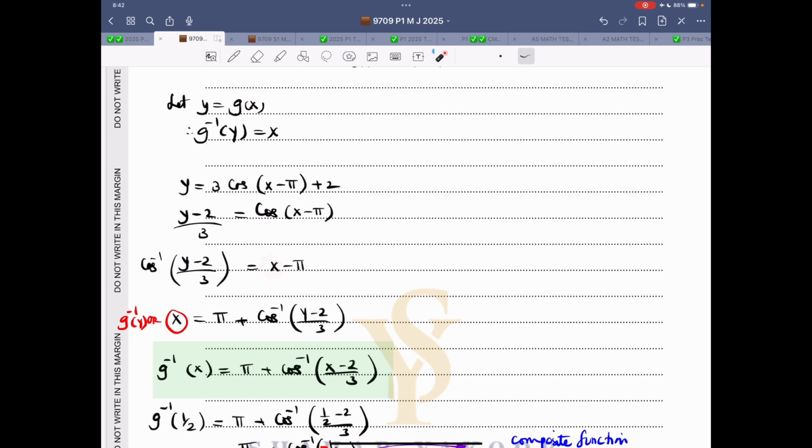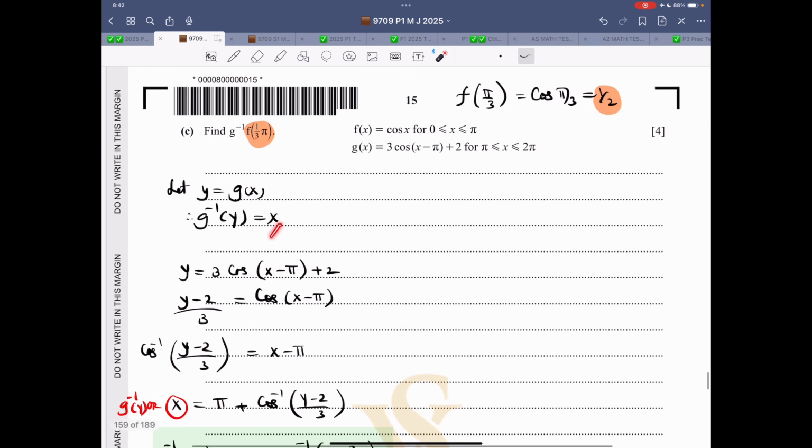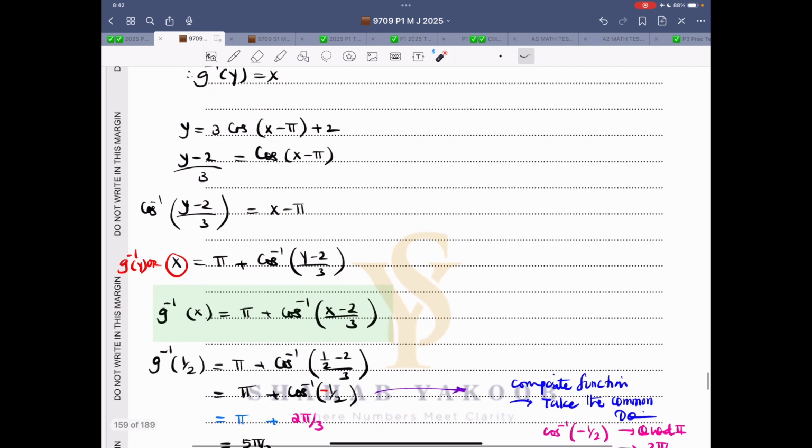Make x the subject. x is this much, but what is x equal to? That is g inverse y. x is g inverse y, therefore g inverse x is such and such. So that is pretty basic.